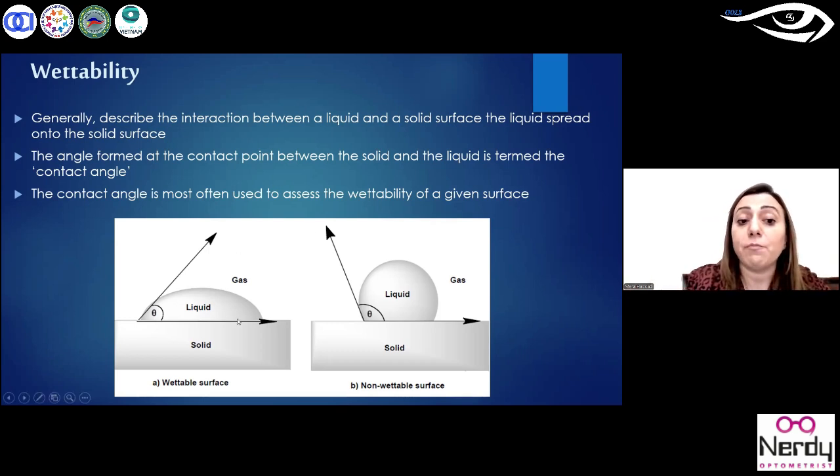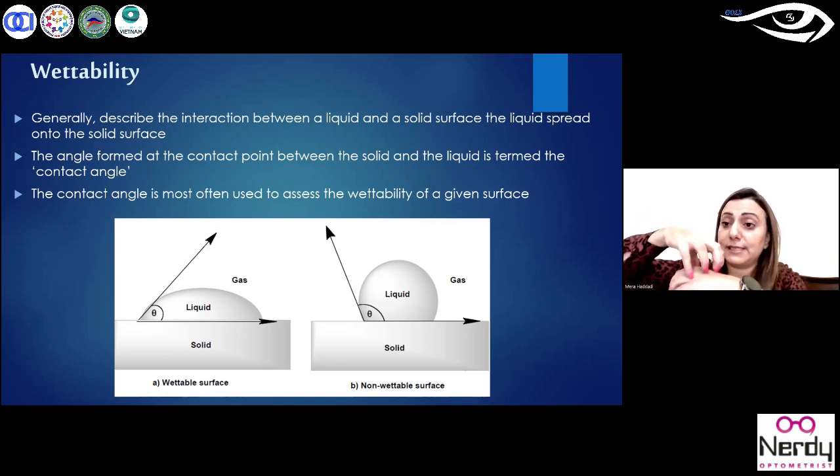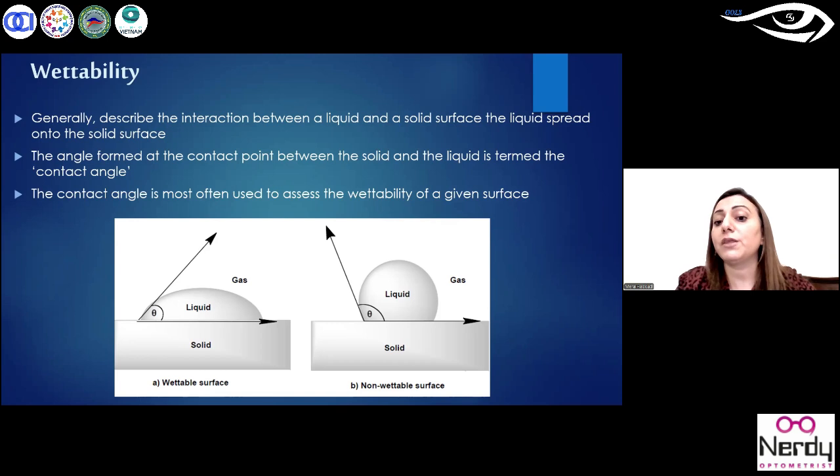If the water spreads well over this surface, the surface is said to be wettable. If the drop, we put it and it stays as is, it doesn't spread, the surface is said to be non-wettable.